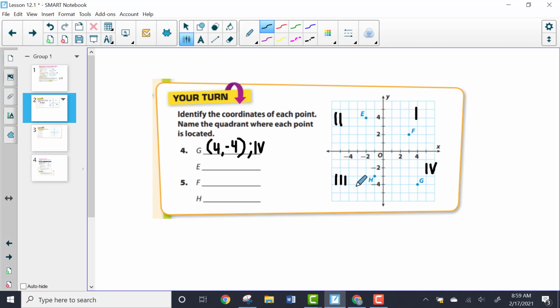Take a look at letter E. Again, first x-coordinate, that first number of that ordered pair, needs to be aligned with the number on the x-axis. So we can see E is right in line with -2. So that is -2. And then for the y-coordinate, what number is it aligned with? That's +4. So we have point -2, 4. What quadrant is it in? You can see easily here, E is in quadrant 2.